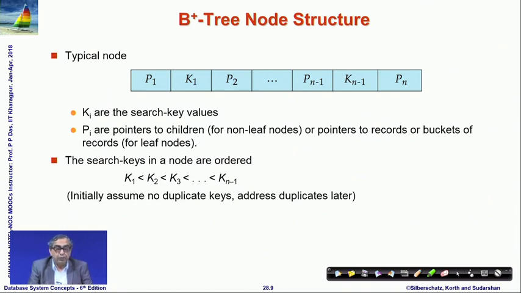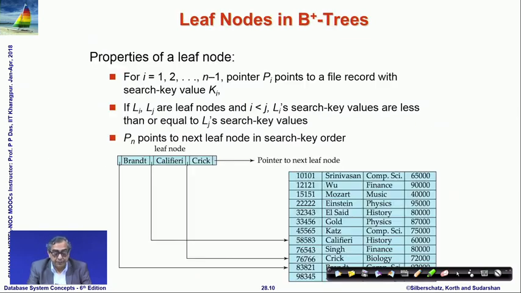So, naturally a typical node will look like this, where the pointers and key values alternate, starting with a pointer P1, then key K1 and so on, and ending with the pointer Pn. And the search keys are strictly ordered, K1 < K2 < ... < K(n-1). These are facts that we have seen for 2-3-4 tree.